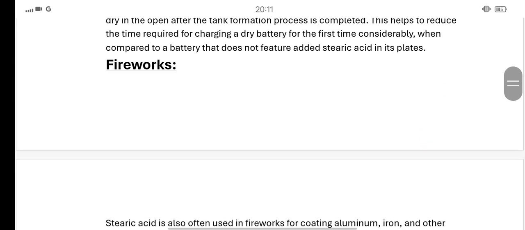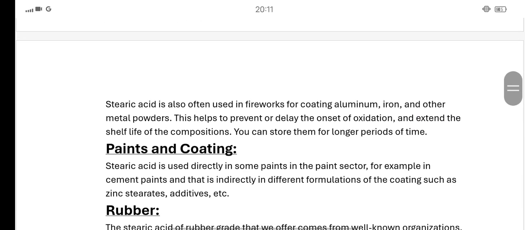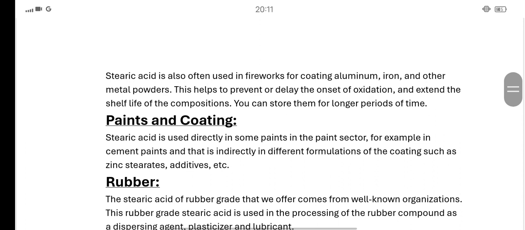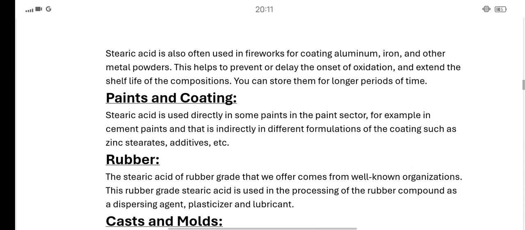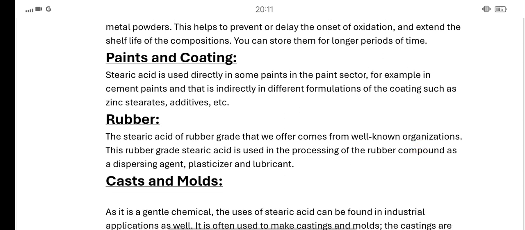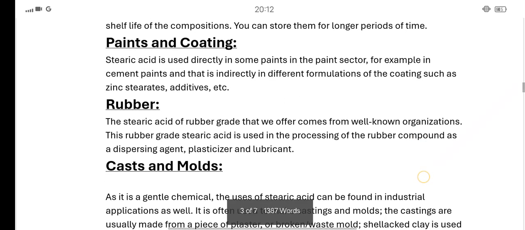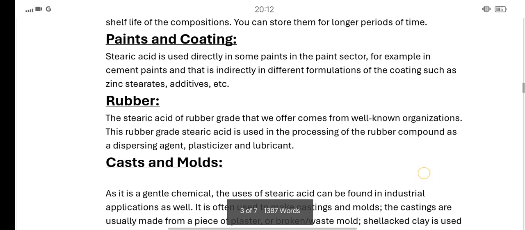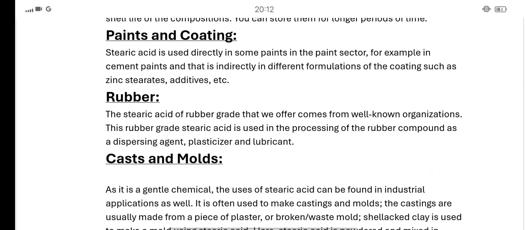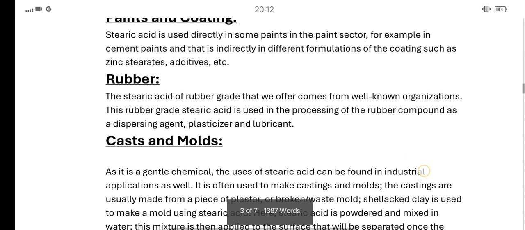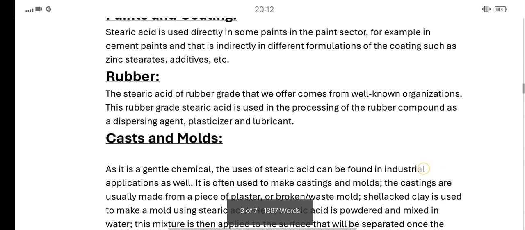Use of stearic acid in fireworks. Stearic acid is often used in fireworks for coating aluminium, iron, and other metal powders. This helps to prevent or delay the onset of oxidation and extend the shelf life of the composition. You can store them for a longer period of time. Paints and coatings. Stearic acid is used directly in some paints in the paint sector, for example in cement paints, and indirectly in different formulations of coatings such as zinc stearate additive, etc.